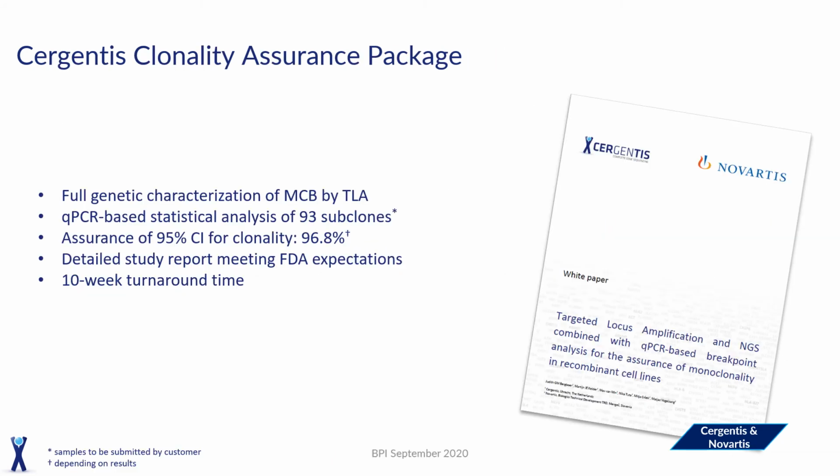So what we currently offer is a clonality assurance package, which consists of the full genetic characterization of your master cell bank by TLA, and, as I just mentioned, a qPCR-based analysis of a high number of subclones, by default 93. One side note there is that we would require our customers to provide these subclones, as we don't currently have any culturing facilities, although we can set you up with a third party to have this done for yourself. And as all of these clones will be positive, we will get a very, very high assurance of your cell line being clonal.